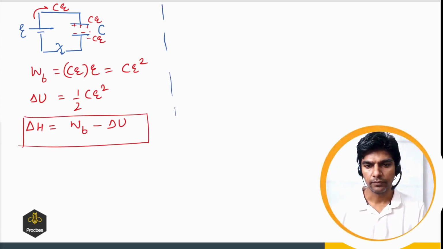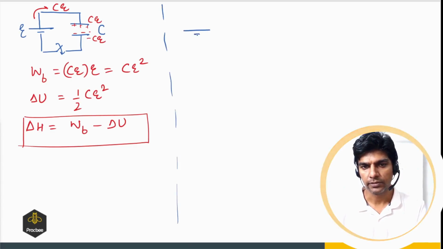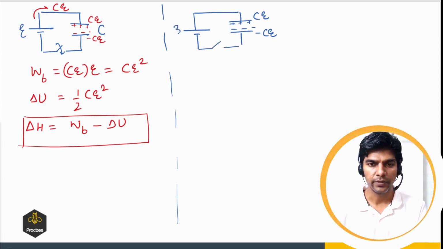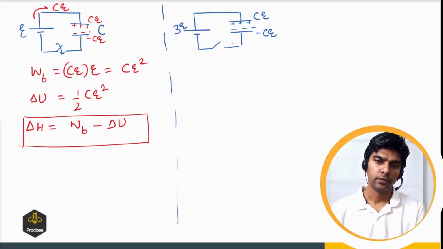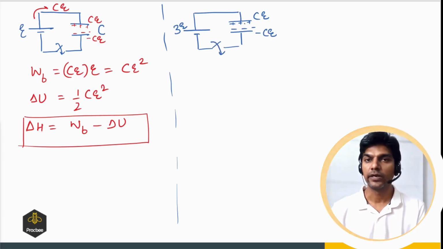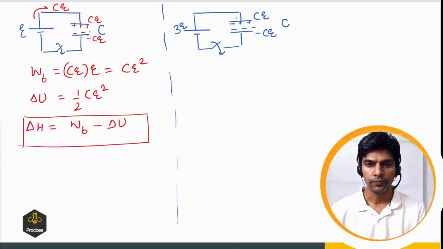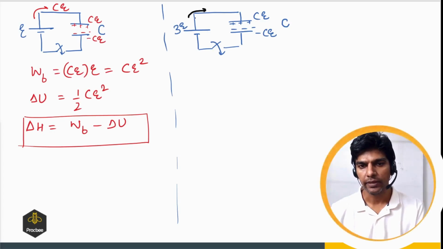And suppose we have this scenario: there is a battery and we have a capacitor which is already charged. So this is the positive plate, this is the negative plate, and on this the charge is CE. Here we have minus CE, and this battery has EMF 3E. So when we close this switch, the final charge on the capacitor will become 3CE because this capacitor has capacitance C. So the charge supplied by the battery will be 2CE, because the final charge is 3CE and the initial charge is CE.